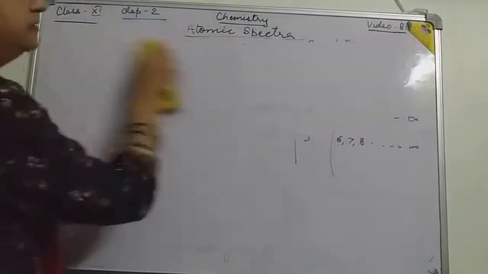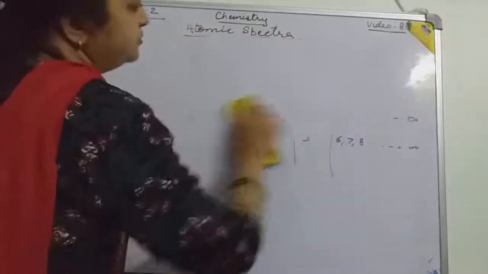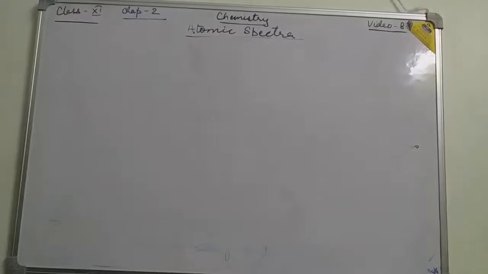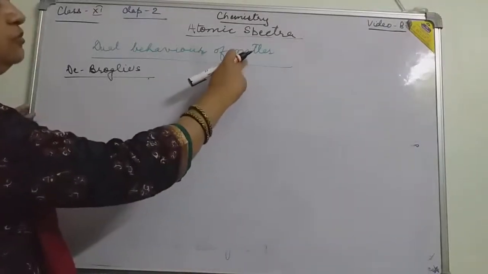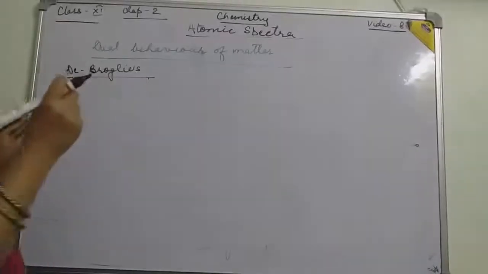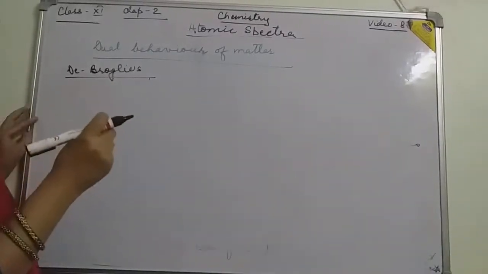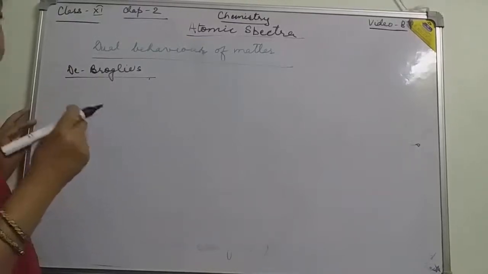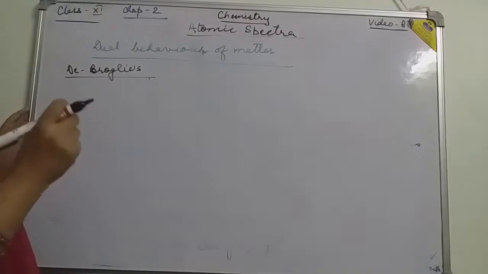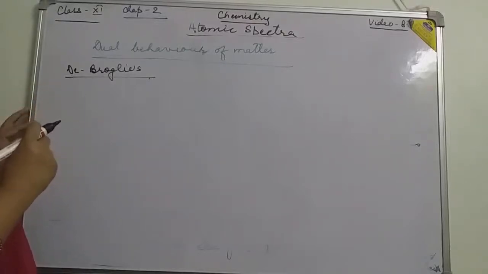Dual behavior of matter. Niels Bohr or other scientists said that there is a dual behavior of matter. Not only dual behavior of the hydrogen spectrum or any particular element or one electron system, there is a dual behavior of matter. Means matter acts both as a wave and a particle.